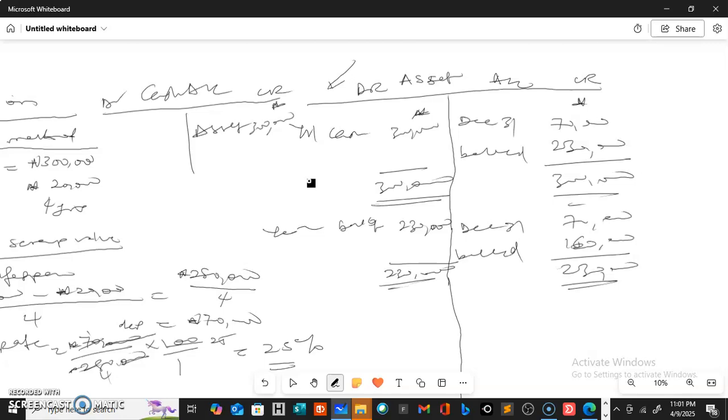So for year three, we have the balance brought forward, 160,000. We have December of that year, another 70,000. You can see that the depreciation value is uniform. That's why we call it the straight line method. The same value is carried on for the 4-year period. So we have the balance carried down, that should be 90,000.